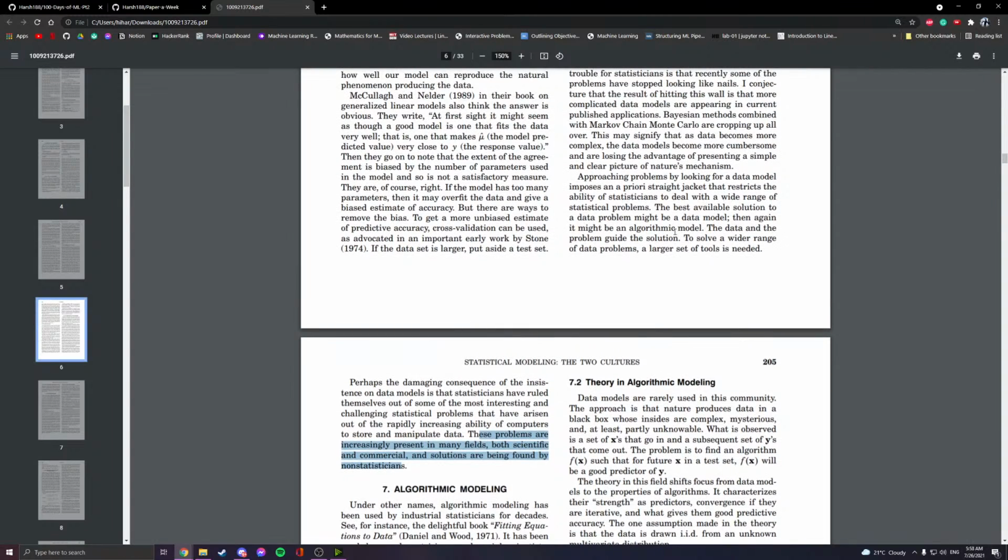And something that I have to mention is that the data and the problem guide the solution. To solve a wider range of data problems, a larger set of tools is needed. It's a pretty nice quote because you have to adapt the tools you have to the problem that you're tackling.